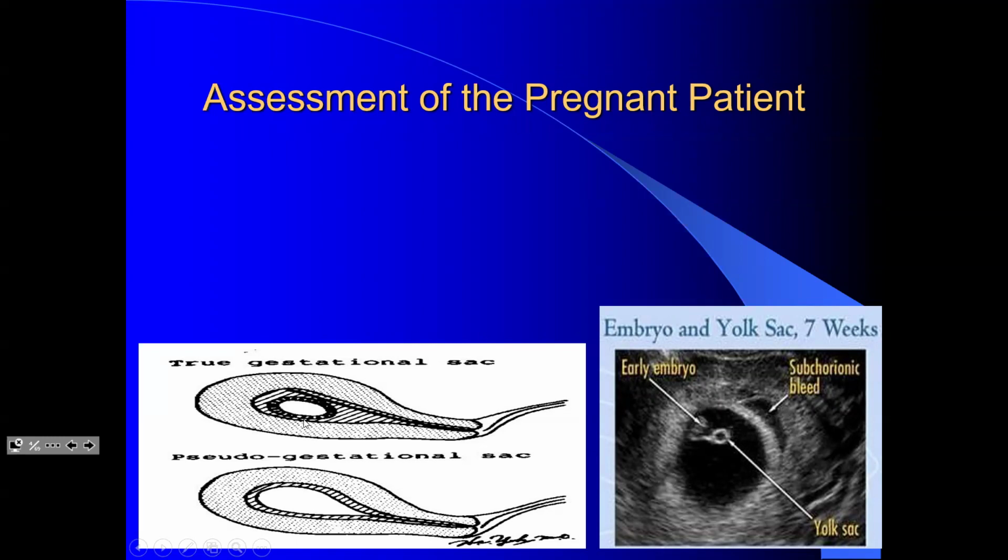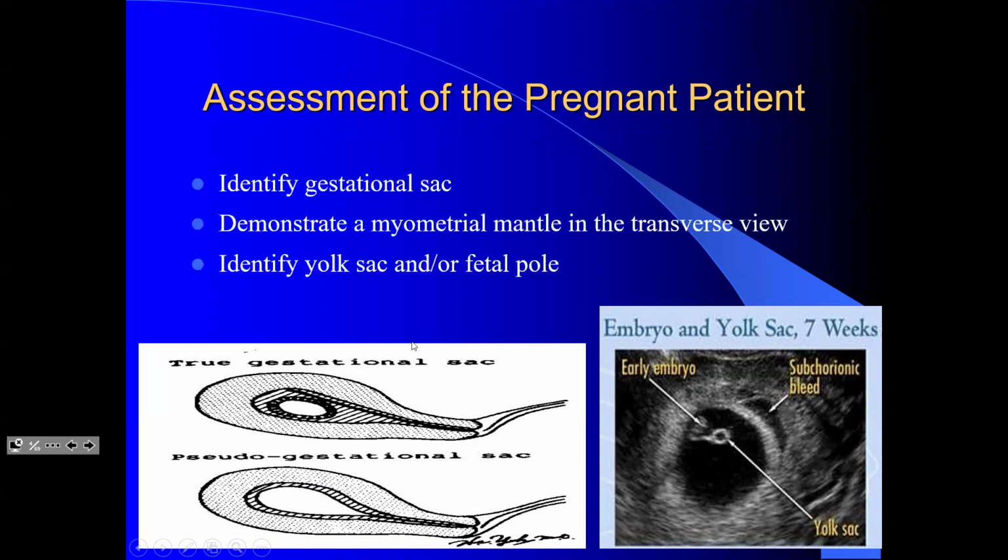This is just to show you a diagrammatic appearance where you have a double decidual reaction, the inner echogenic line and the outer echogenic line, which is a feature of normal pregnancy. Whereas a single echogenic line like this is a pseudo-gestational sac, which you would see in cases of ectopic pregnancy. You should also look for the myometrial mantle, which is the myometrial tissue around the gestational sac. If you don't see any myometrial tissue around the sac, then again, it is not inside the uterus. That means it's outside the uterus.